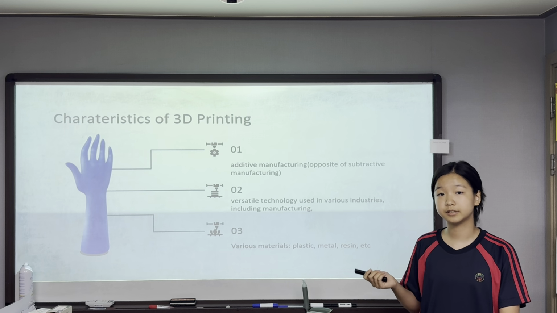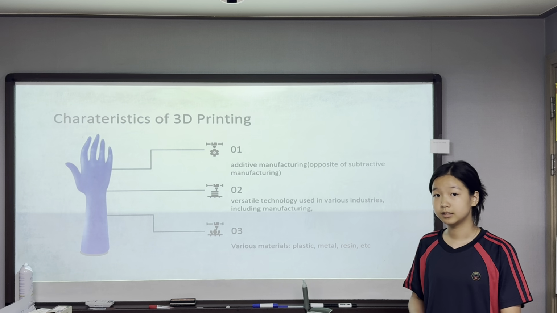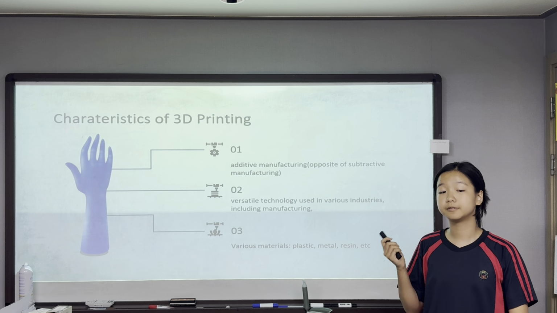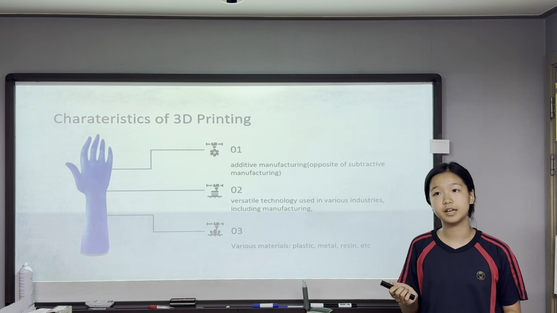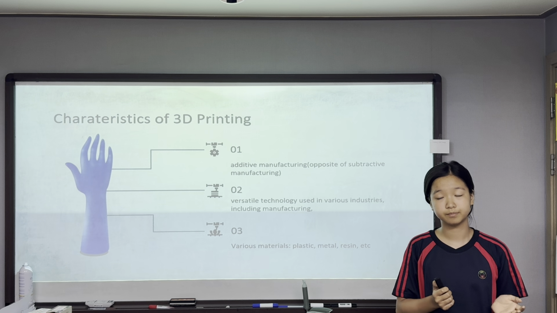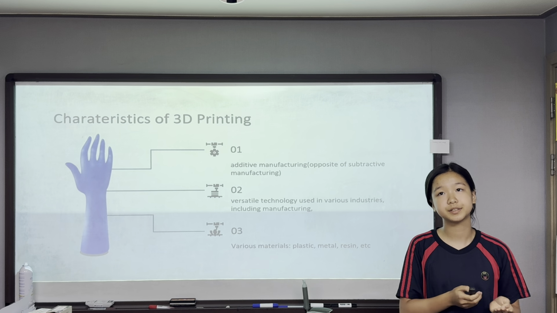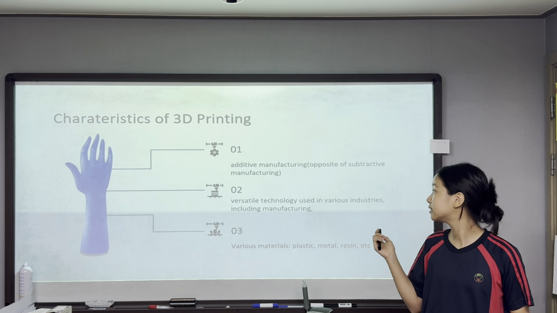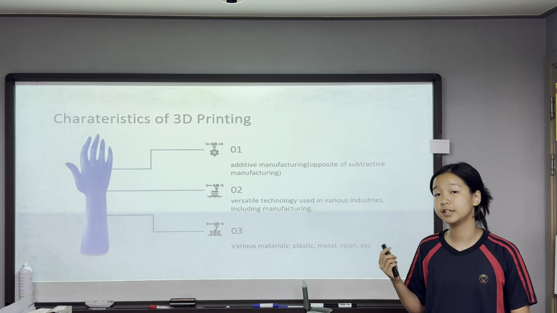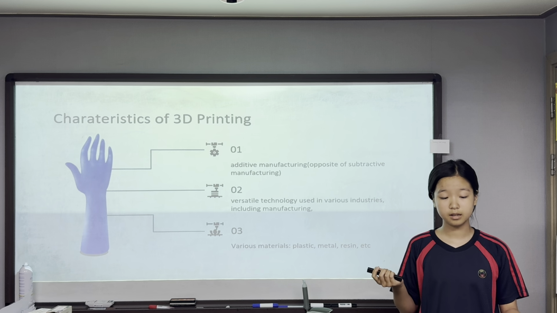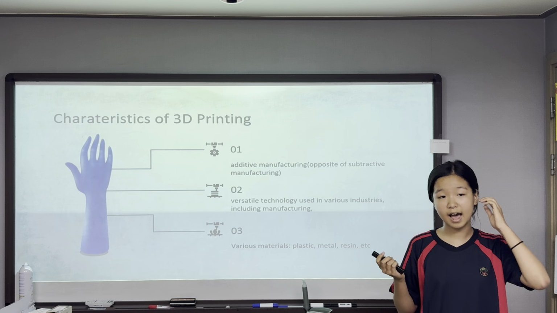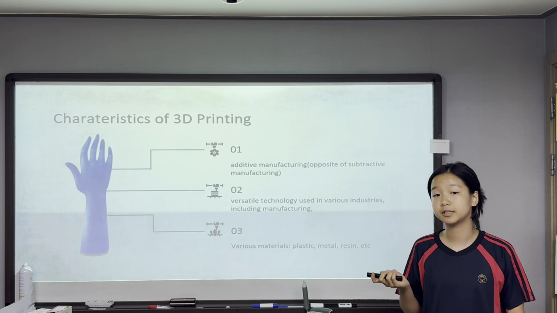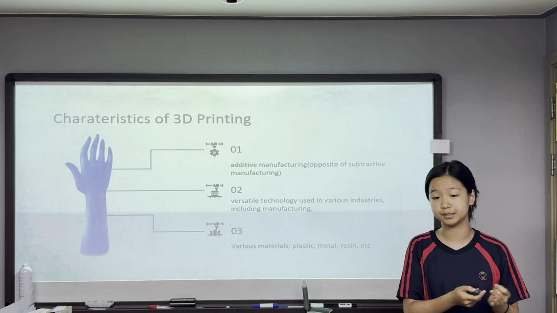Next are the characteristics of 3D printing. It is a versatile technology that is used in many industries like aerospace and healthcare. And also it is known as additive manufacturing, which is a process that adds materials to the object. And also it uses various materials like resin, metal, and plastic.